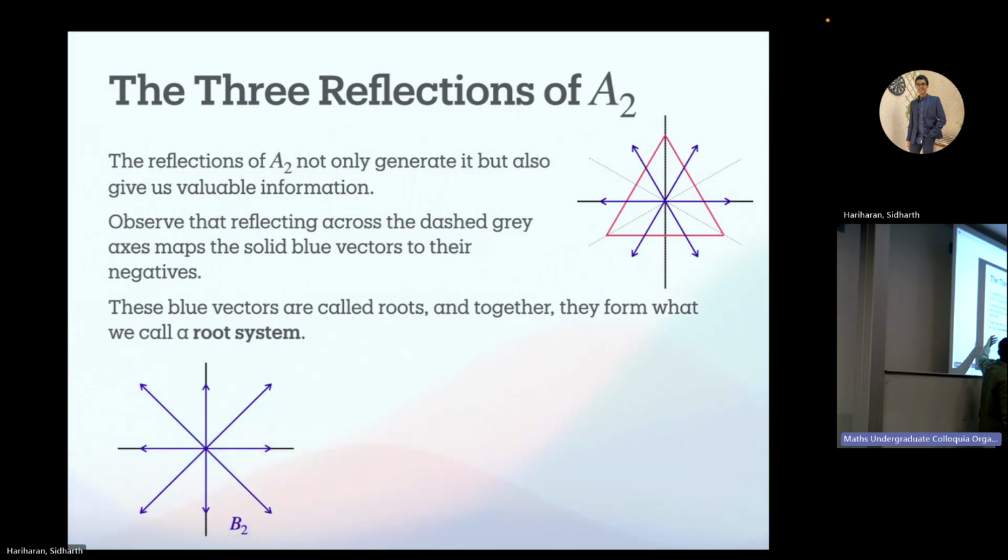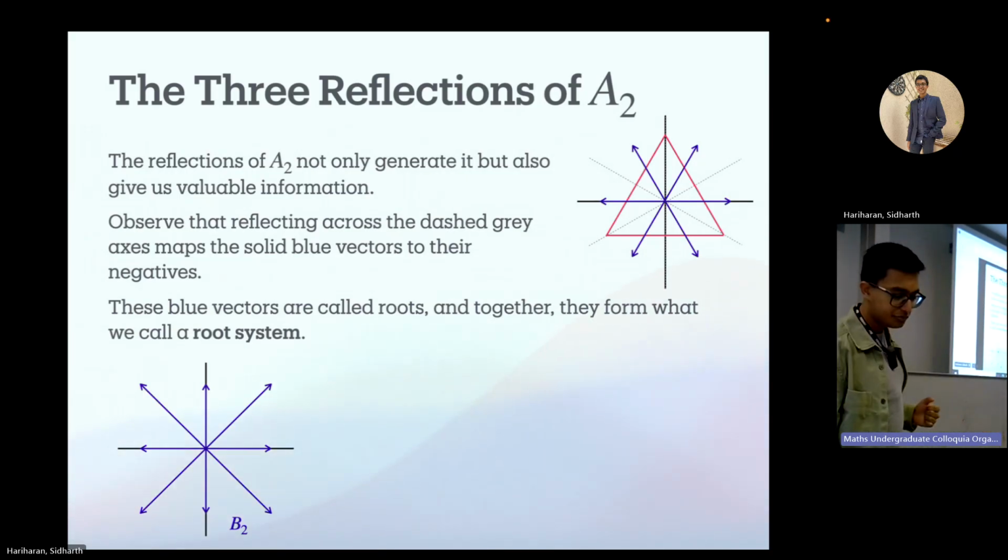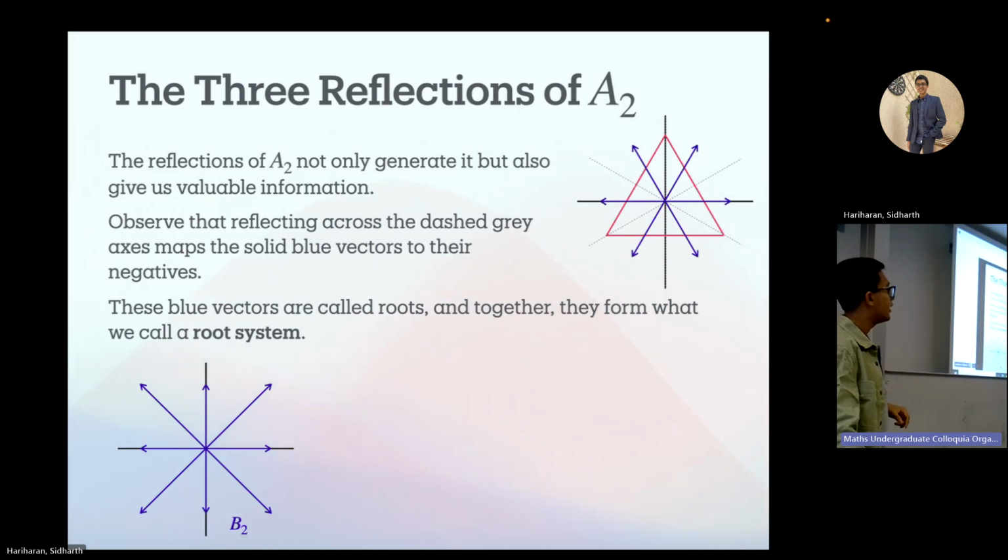If you look at the vectors that are sent to their negatives by all the reflections that preserve the square, that's precisely these ones. If you draw a square over here, then flipping about one diagonal will take this to its negative. Taking one side to its opposite side will take this to this one, and so on. So these are the vectors that are sent to their negatives by all reflections that preserve the square.